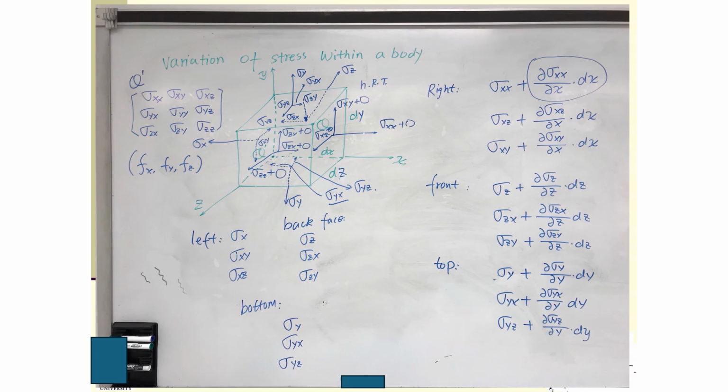Okay. Now, once you understand all this, because we know this infinitesimally small cube is in a state of equilibrium, all the forces are in balance and also the moments. Force balance means that all the resultant forces in the x, y, and z directions are equal to 0. Moment balance means that the moments about the x-axis, y-axis, and z-axis are equal to 0.